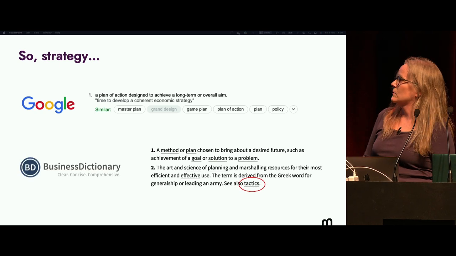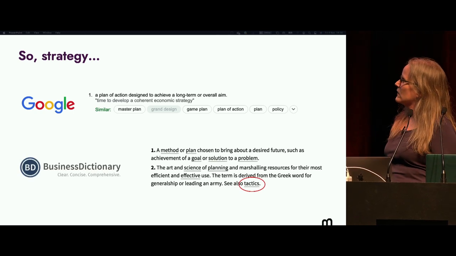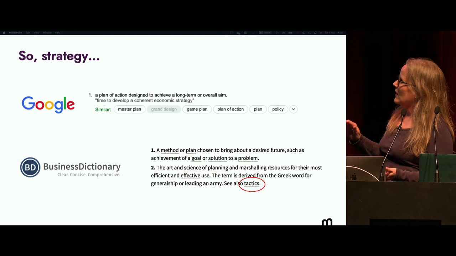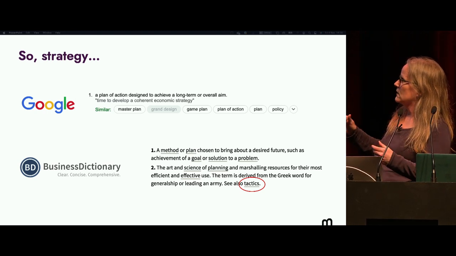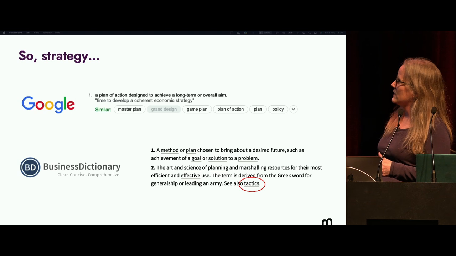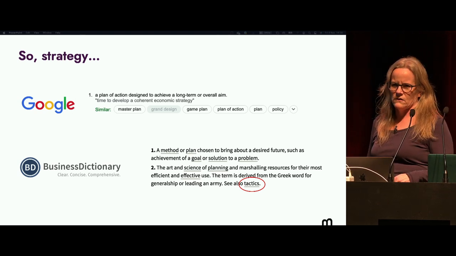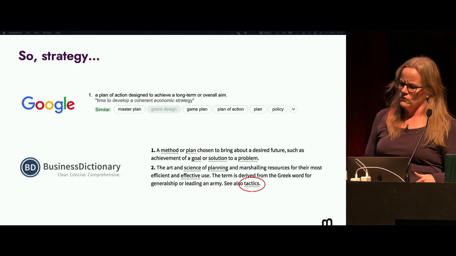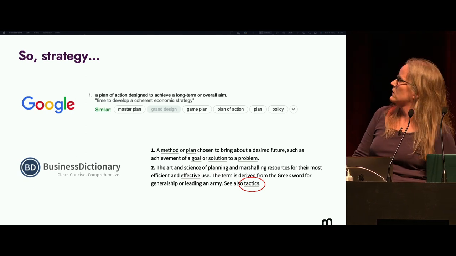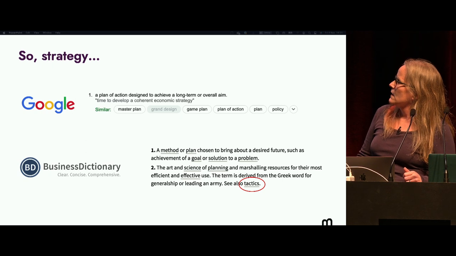So I thought I'd look at a business dictionary. And that goes a little bit farther. We've still got a plan or a method. We've still got a goal or a solution. This goes a little bit further because it starts talking about marshalling resources and how you're going to achieve your goal through your plan. You need resources to do that, right? So it goes a bit further, but not quite far enough.